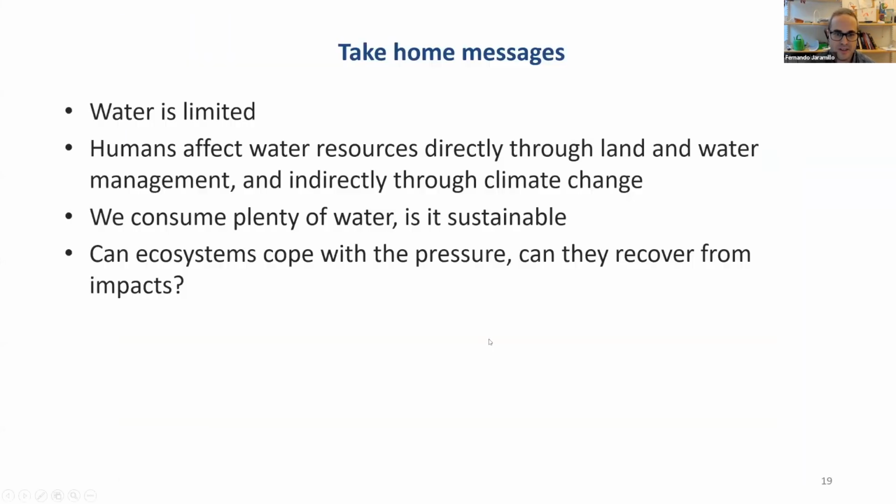Okay, so this was a very iconic example that I wanted to share with you. So in conclusion, water is limited, as you all know. And we affect water directly, not only by water use, but also by land use. And we're consuming a lot of water. Is it sustainable? And the main question is, can all the ecosystems that surround us cope with these impacts? So I leave you with this to prompt questions and comments. Thanks.